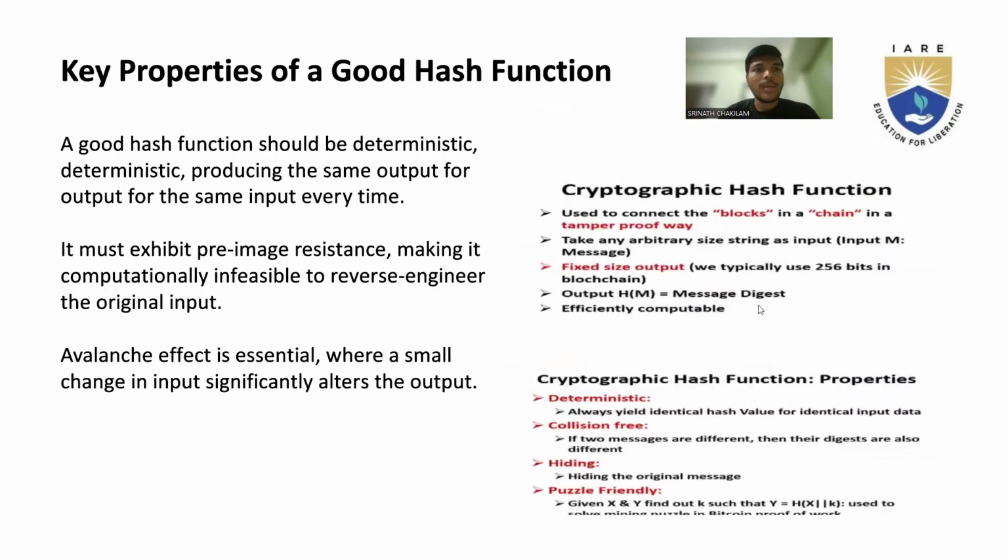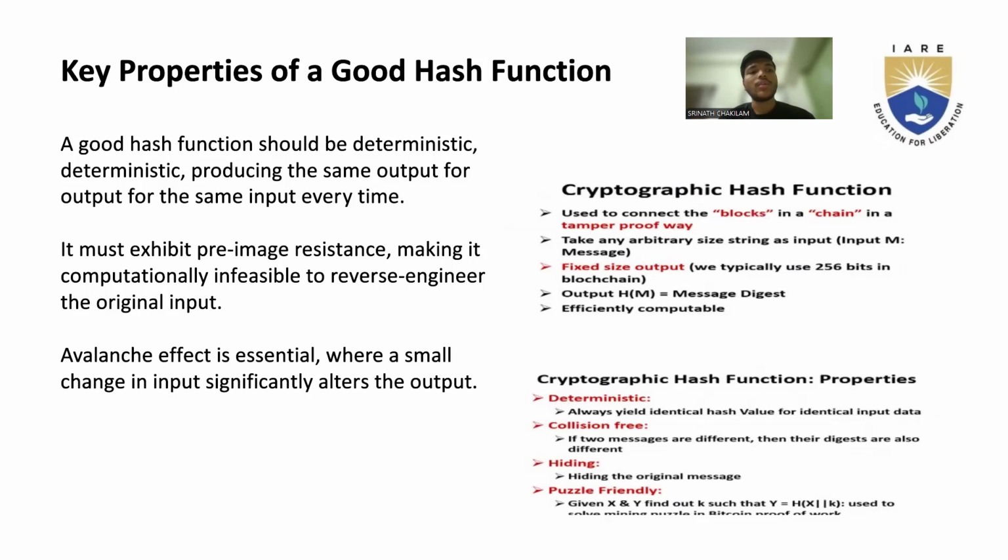And next one is key properties of a good hash function. A good hash function should be deterministic, producing the same output for the same input every time. It must exhibit pre-image resistance, making it computationally infeasible to reverse engineer the original input. An avalanche effect is essential, where a small change in input significantly alters the output.